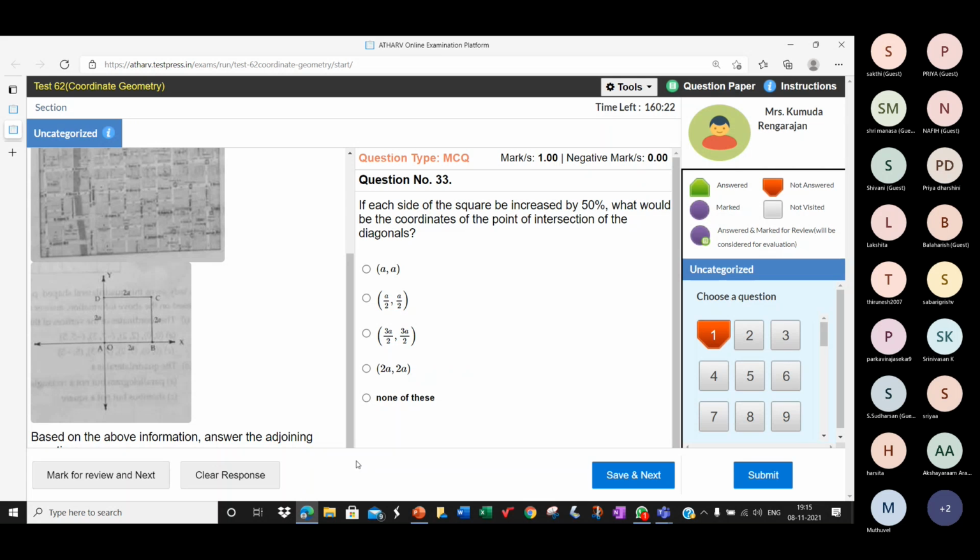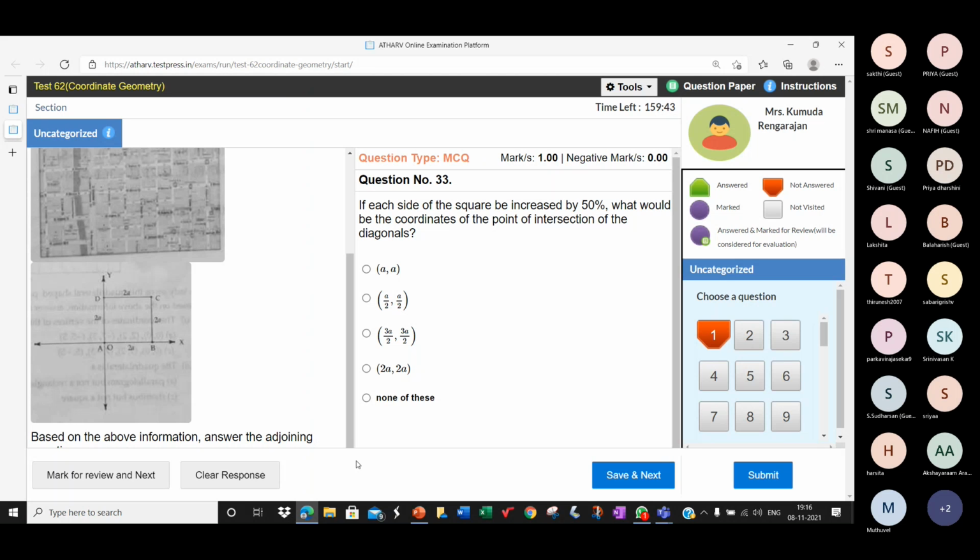Answer the question. What would be the coordinates of the point of intersection of the diagonals? So if the side is increased by 50%, then what will be the coordinates of the point of intersection of the diagonals? Please answer that. 3a by 2, 3a by 2. All right, let's also wait for the others to try. Try, children. Okay, point of intersection of the diagonals.